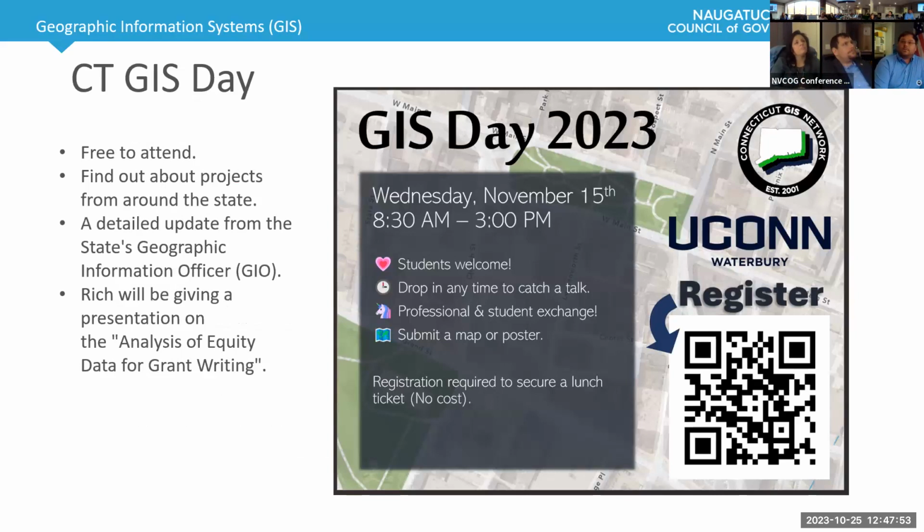And then also for your information, Connecticut GIS Day is on November 15th. It's being hosted at UConn Waterbury. It's free to attend. If you want to hear what's going on in the world of GIS around the state and more detailed information from the State Geographic Information Officer, he'll be there giving details, and we'll also get details from MAGIC Library. And I will be doing a presentation. I did an analysis of all those EJ data sets, what the indicators were, and what the geographies look like. So I'll be presenting that.